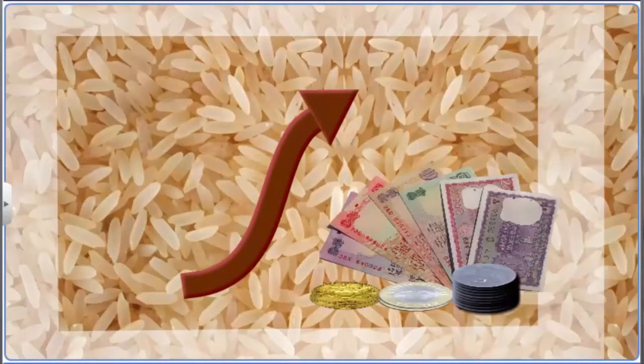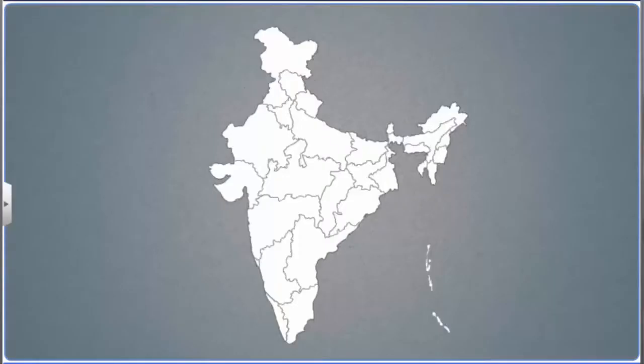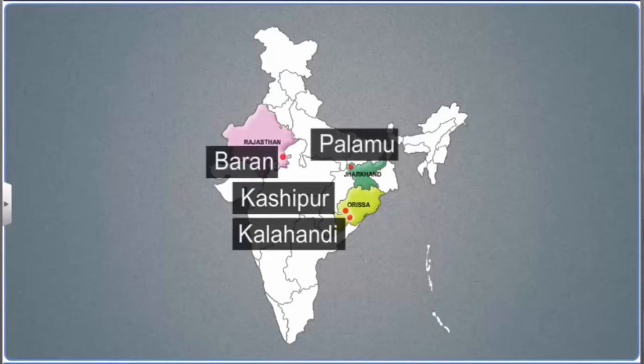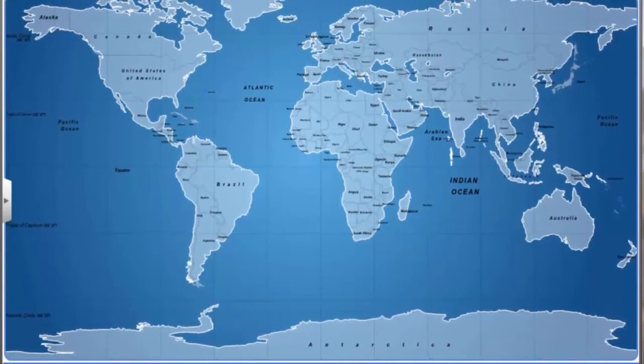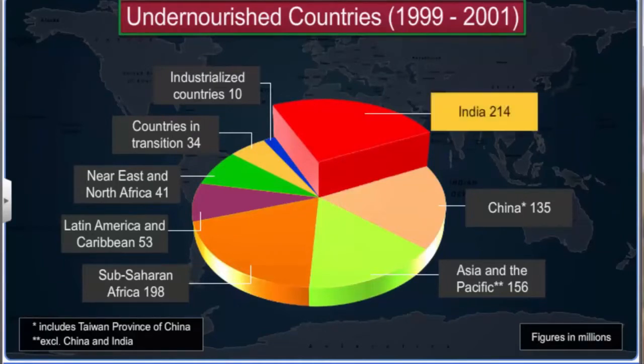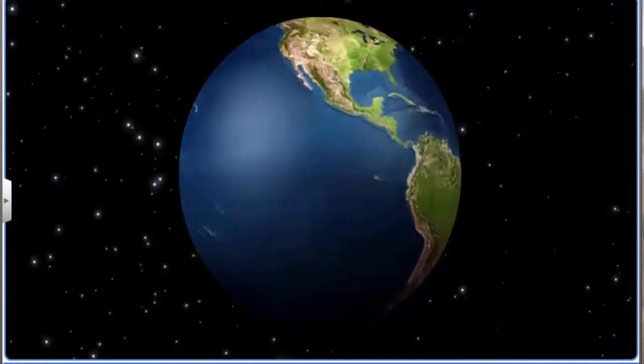In India, deaths due to starvation are often reported from Kalahandi and Kashipur in Orissa, Baran in Rajasthan, Palamu in Jharkhand, and many other remote districts. This makes food security an important concern for us. In comparison with all other regions of the world, India has the largest number of undernourished people. This underlines the problem of food insecurity in India. A large part of our population faces food insecurity.